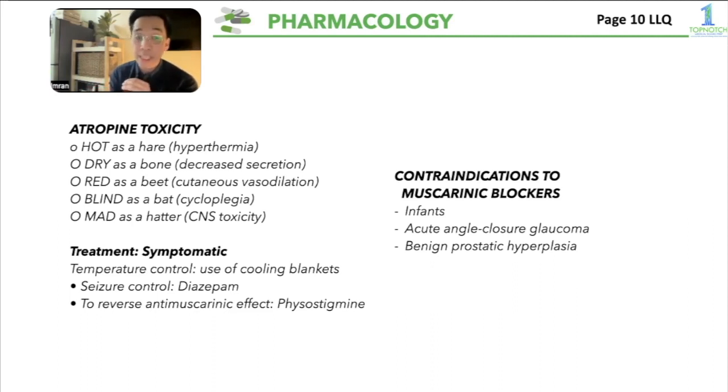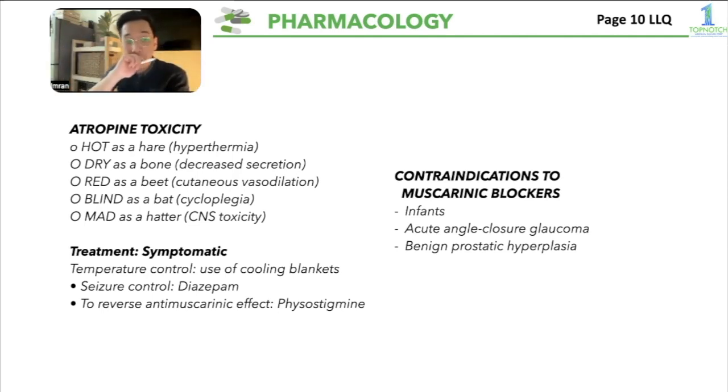Blind as a bat, cycloplegia, no? Mad as a hatter, CNS toxicity. No, yung blind as a bat na yan, related siya dun sa ating ciliary muscle, 'di ba? If you recall kanina yung ciliary muscle diniscuss natin for near vision, no? Pero pagka blinock mo yung muscarinic receptors doon, you will have the inability to focus on closer objects kasi yung muscle mo hindi siya nagko-contract, nagre-relax siya. Hence nahihila yung suspensory ligaments, nahihila yung lens. So for far vision siya, hindi ka makakakita for near vision.